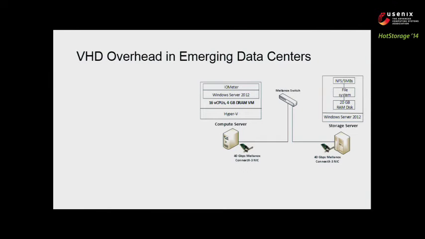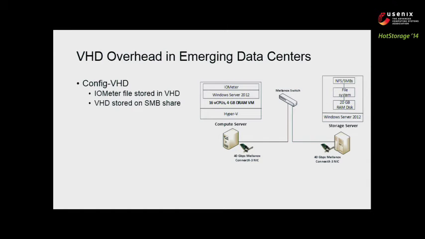Now, let's have a look at what happens with emerging data centers. We have a configuration as previously with a compute server and one storage server. The compute server, as previously, runs Hyper-V with Windows Server 2012. However, on the storage server, the SMB server now sits on top of a 20 gigabyte RAM disk to emulate what would happen with persistent memory. And the two servers are interconnected through 40 gig Ethernet with a Mellanox switch and two Mellanox NICs that enable remote access over RDMA.